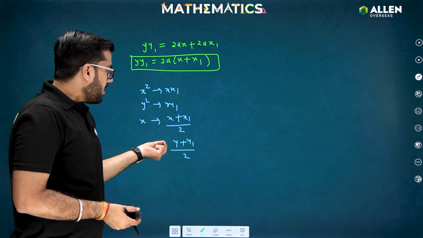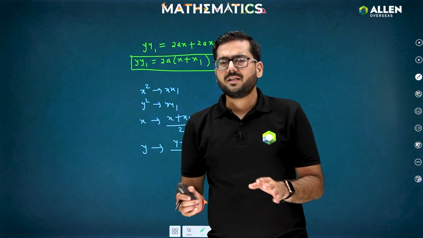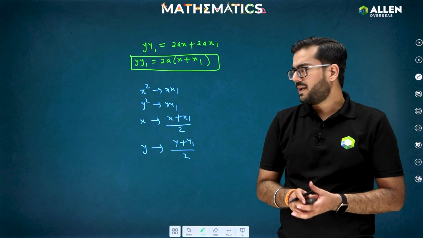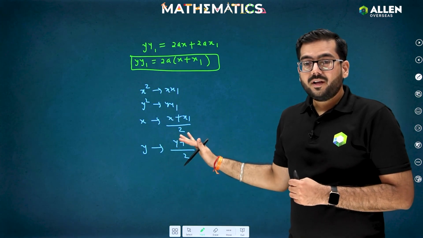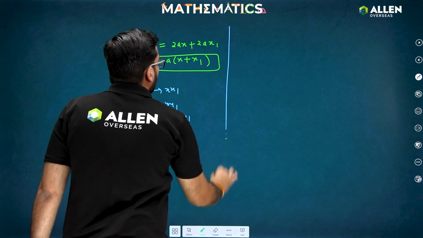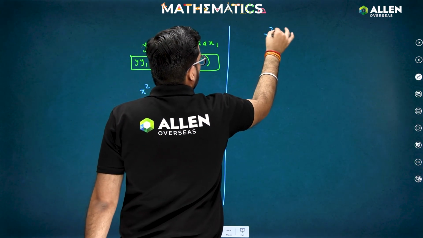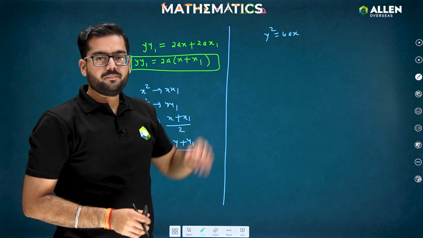Apart from this, xy also you can replace with xy1 plus yx1 upon 2, but although there are no uses. So initially, you just need to remember these four. If you know these four, then trust me, you can easily write the equation of any parabola. For example, I want to write the equation of tangent for this parabola.